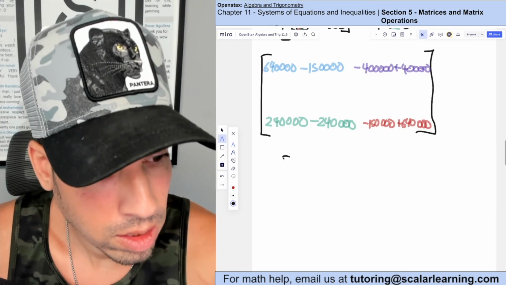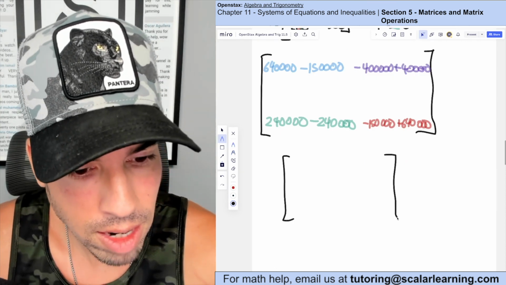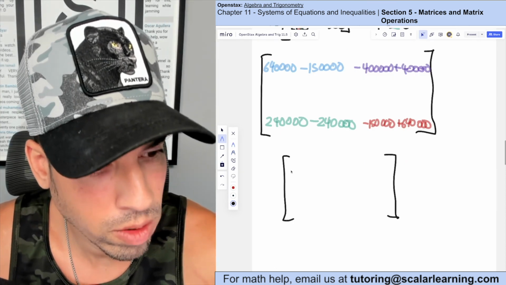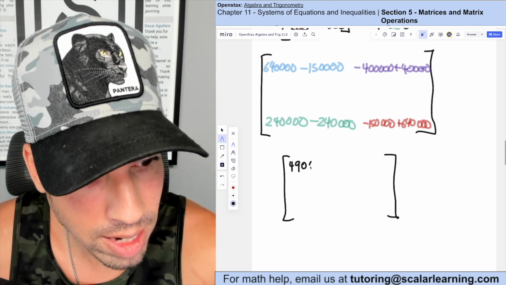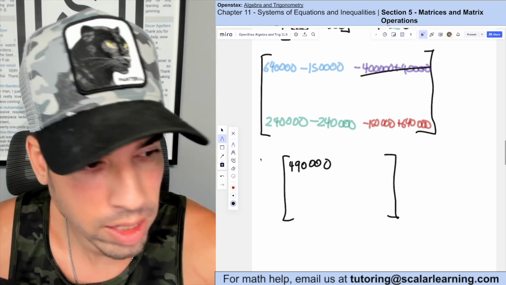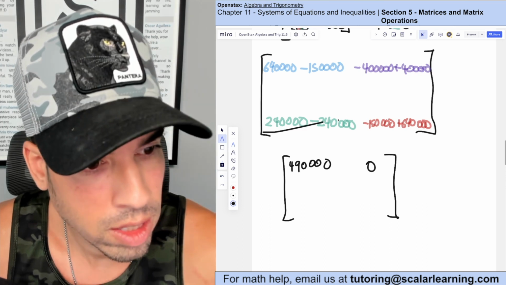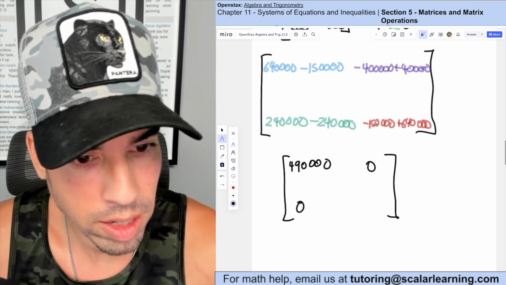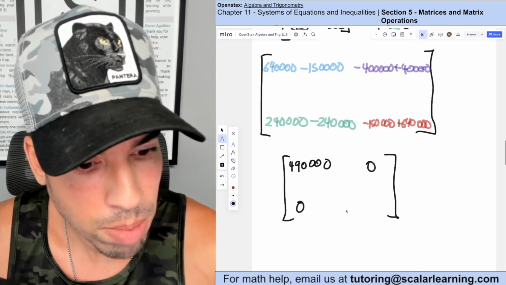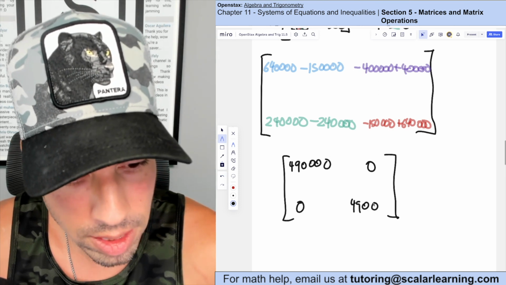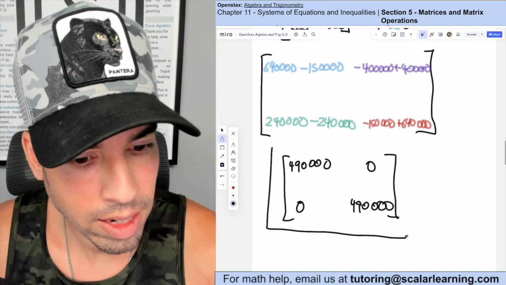Last but not least, let's simplify and add everything together. So 640 minus 150, that's 490,000. These are going to cancel out to 0. These are going to cancel out to 0. And then this is going to be the same as this, positive 490,000. And that is how you do it.